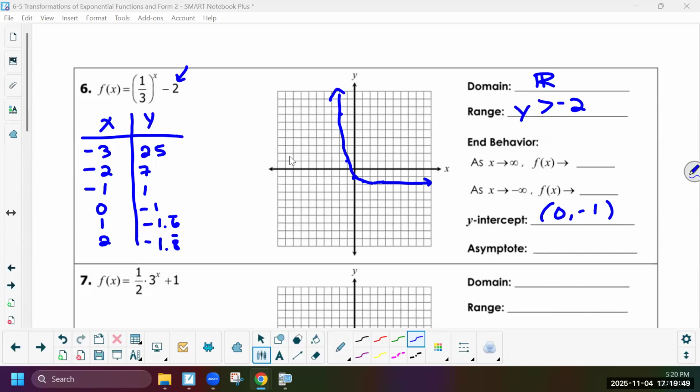Okay, so as x approaches infinity, so as x goes to the right, what's happening to our function? It's getting closer and closer to our asymptote, which is -2. As x approaches negative infinity, it's going towards positive infinity. And our asymptote is y equals -2. All right, go ahead and pause and see if you can try number 7.